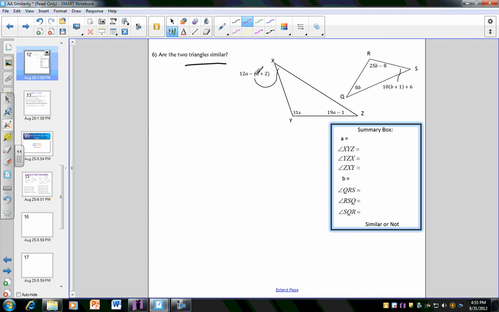So to solve for A, I'm going to add up angle X, plus angle Y, plus angle Z, and set that equal to 180 degrees because all three angles in a triangle equal 180 degrees. So 12A minus the quantity A plus 2, okay, I smell a sneaky 1, plus 31A plus 19A minus 1 equals 180 degrees. Add up all three angles in a triangle, X, Y, and Z, and set that equal to 180. Now we're going to solve it.